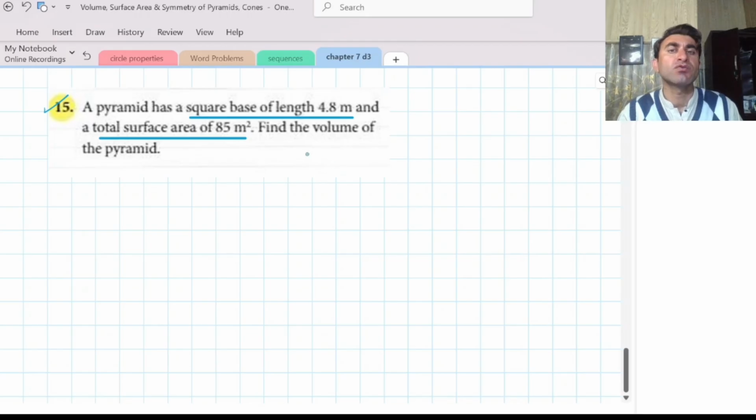Again, in order to find the volume of the pyramid, it will be volume equals 1 upon 3 times the base area multiplied to its height. We can simply find the base area because we have a length of the square, but in order to find the height we will use the total surface area, and for that we need a rough diagram of the pyramid and then its net as well. So let us first draw a pyramid over here.